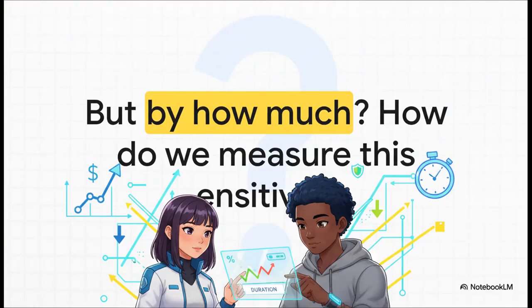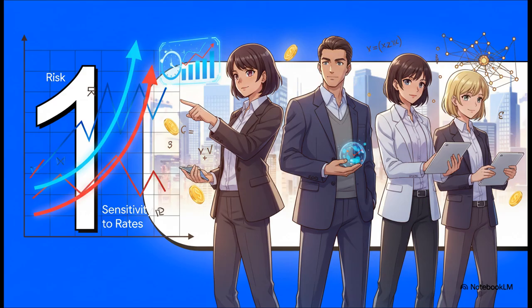Okay, but just knowing they move in opposite directions, that's not really enough, is it? The real million-dollar question is, by how much? How can we actually put a number on an investment's sensitivity to these rate changes so we're not just flying blind? To answer that, we need a specific tool. And to really get it, we first have to take a quick look at its predecessor, which measures something we're all very familiar with: time.